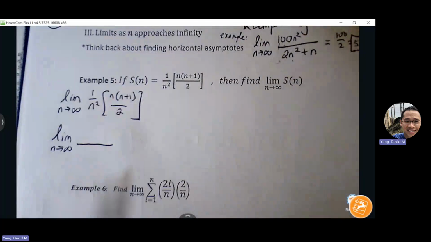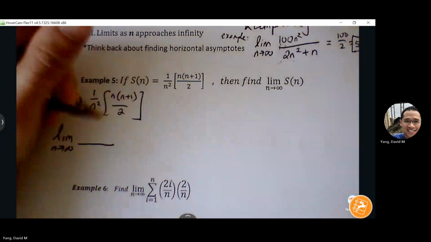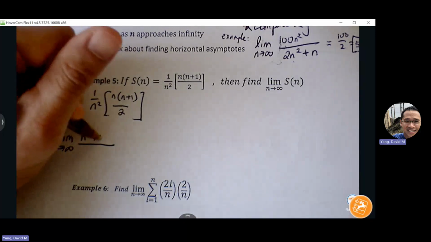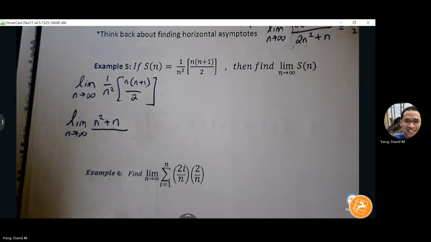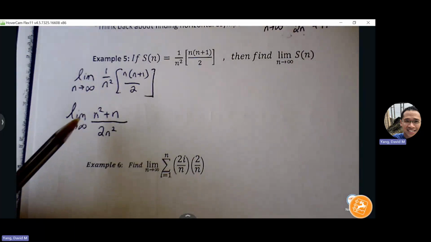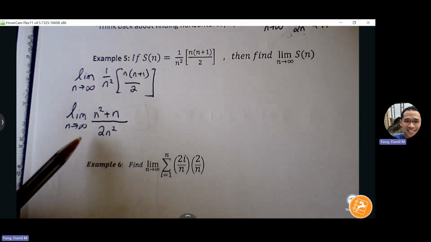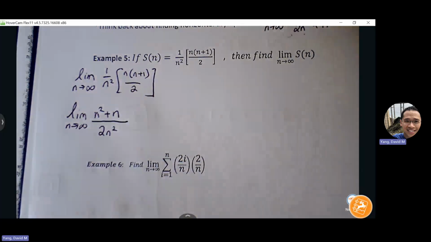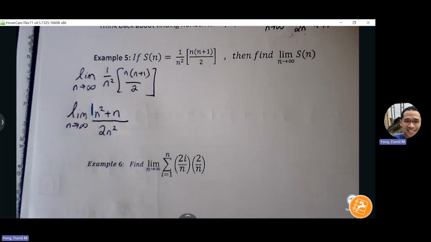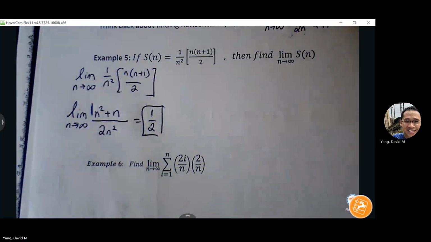So I can just have it as one fraction, right? What's my numerator going to be? If I distribute through, n squared plus n. My denominator will just be what? 2n squared. Okay, so limit as n approaches infinity. We compare degrees. Are the degrees matching? Yes. So my ratio of the coefficients will just be what? 1/2. Yep. There's a hidden 1 in front. We should take that 1 and 2 and divide it. We get 1 over 2.